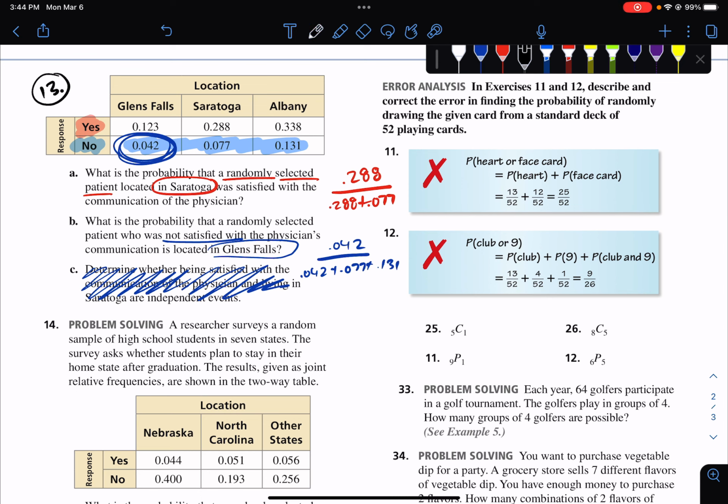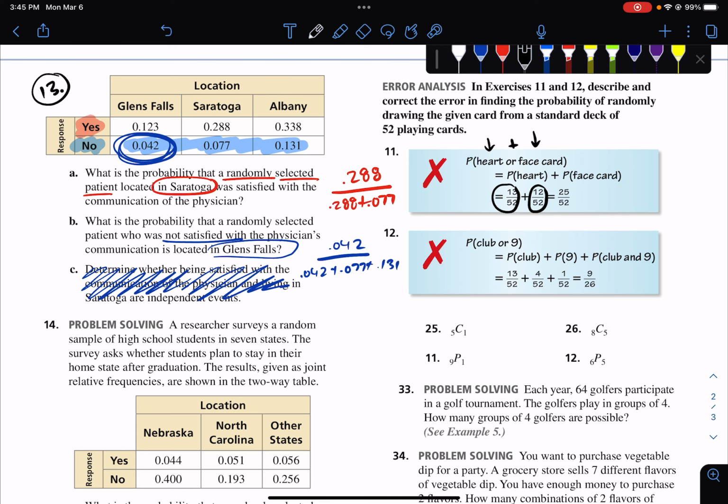Number 11 wants the probability of choosing a heart or a face card. Now, if you go back and remember your probability, or means that I'm adding the probabilities together. So this person took the probability of a heart and added the probability of a face card. So that step is correct. They are supposed to add those two together.